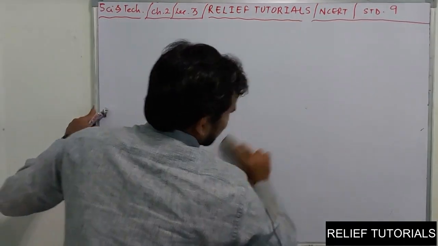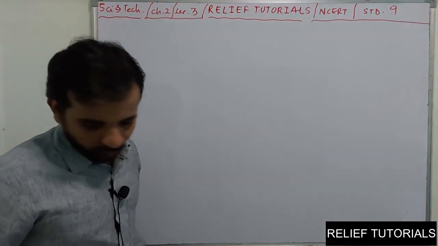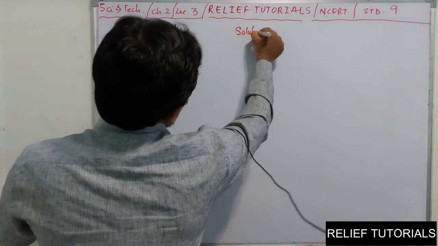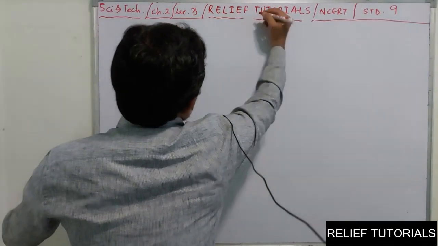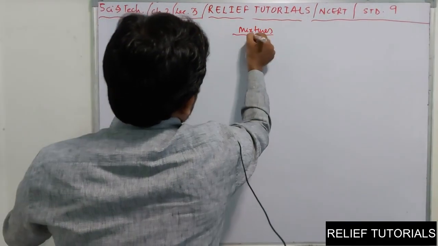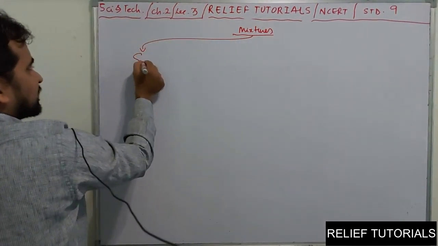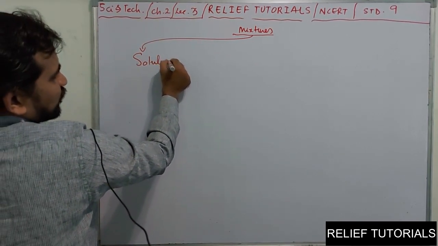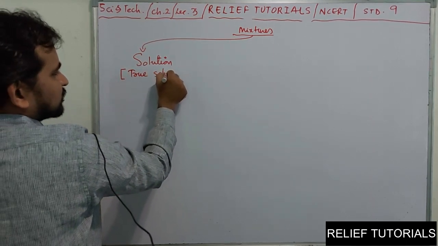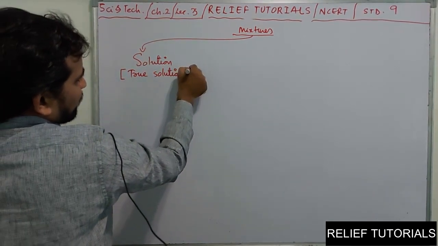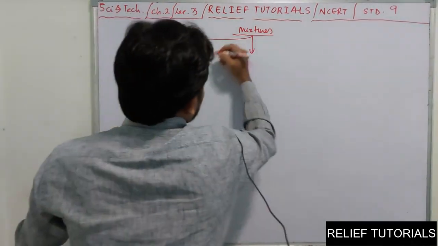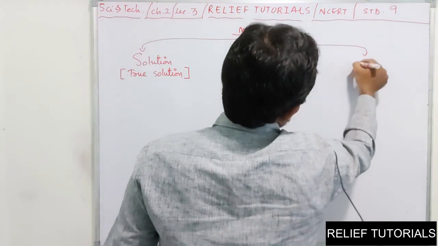Now, based on the types of mixtures, we have one word called solution. If you think about it, mixtures can also be classified in 3 different ways. Solution, which is sometimes called a true solution. Another one is suspension.